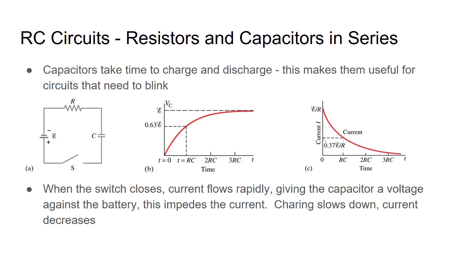Capacitors do not instantaneously charge and they do not instantaneously discharge, and this actually means that they can be useful in circuits where we don't want a steady state current even though they're hooked up to a DC source. Like imagine your windshield wipers, they need to intermittently cross the windshield, or a blinker that turns off and on and off and on.